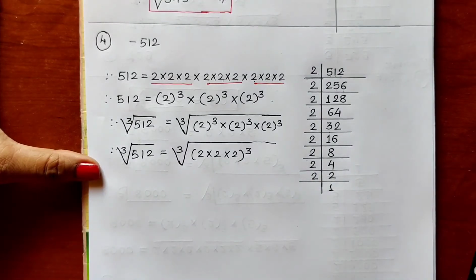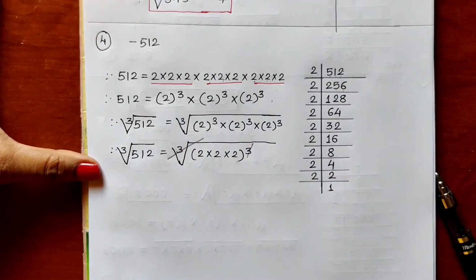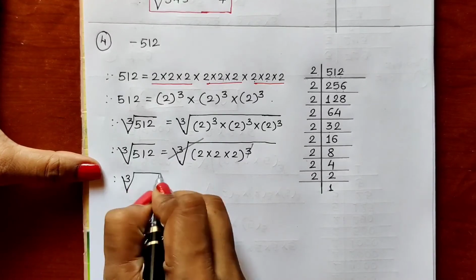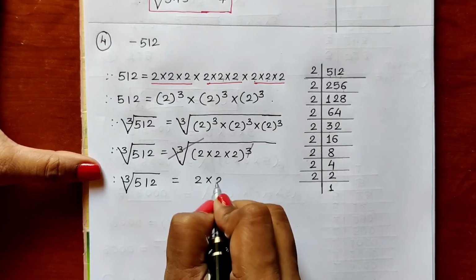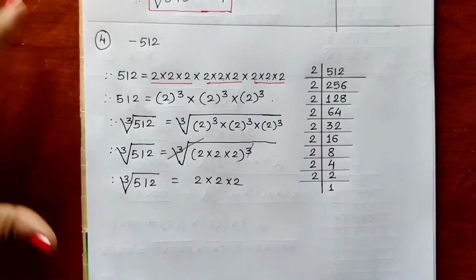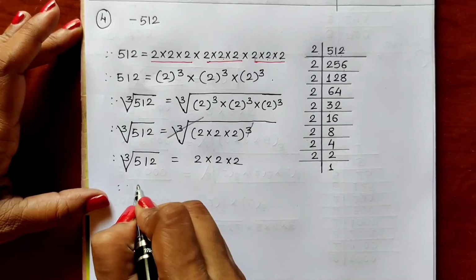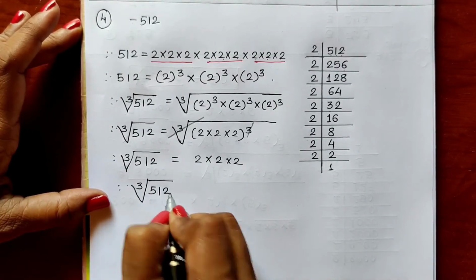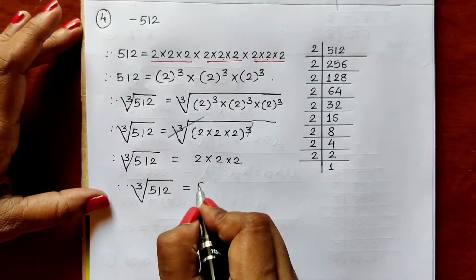Okay, now this cube and cube root cancel each other, and we will be getting cube root of 512 is equal to 2 into 2 into 2. We have to remove this symbol and cube, and then cube root of 512 is equal to 2 into 2 into 2, means 8. 2 2s are 4, 4 2s are 8.